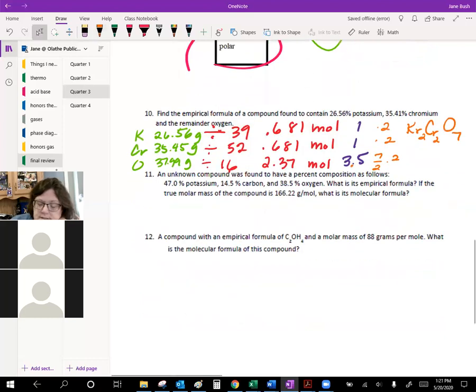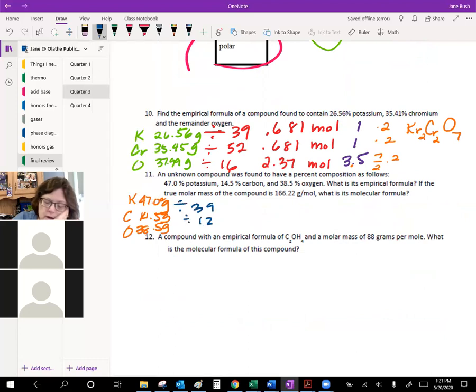Next one's the same thing. First we have 47.0% potassium, so 47 grams of potassium. Carbon's 14.5. Oxygen is 38.5 grams. Change to moles, so divide by 39, 12, 16. 47 divided by 39 is 1.21. 14.5 divided by 12 is 1.21. 38.5 divided by 16 is 2.5.